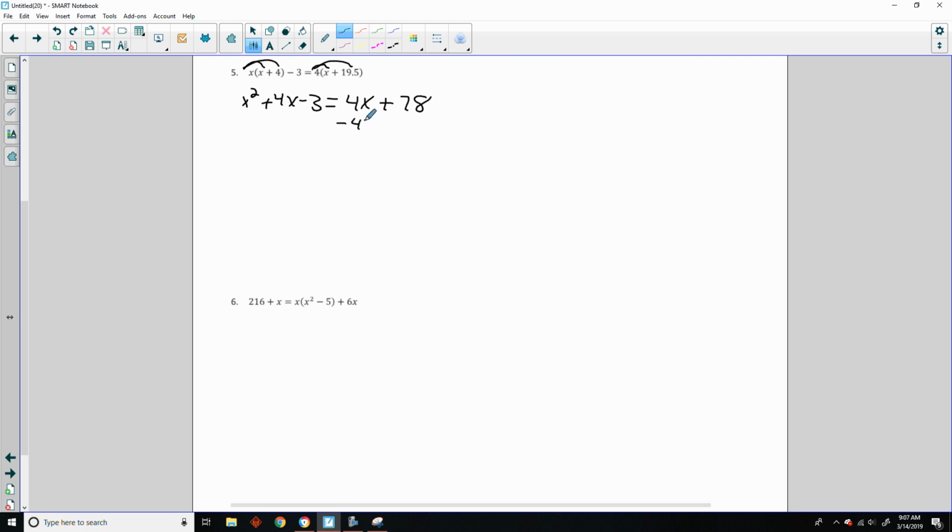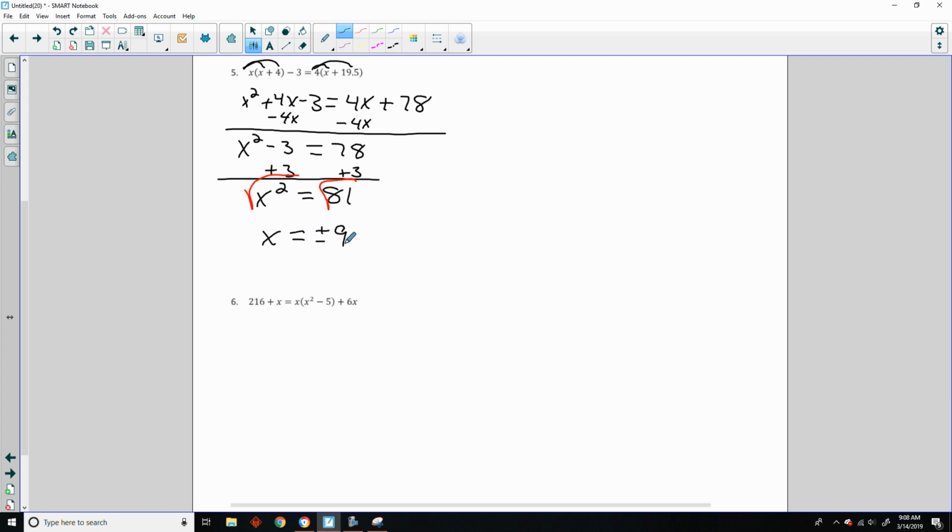Move all of your x's to the one side. And I get x squared. 4x minus 4x cancel. Minus 3 equals cancel. 78. Add 3. Add 3. X squared equals 81. Inverse of squaring is square root. Square root of x squared is x. Square root of 81 is plus or minus 9.